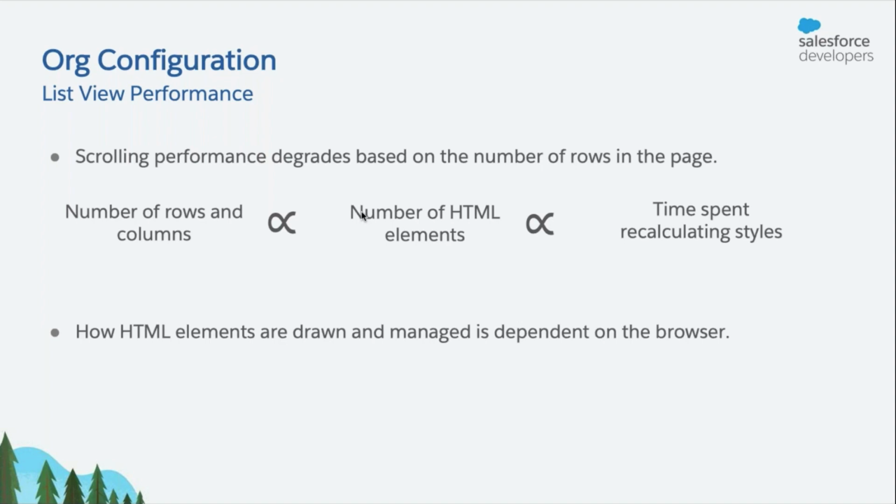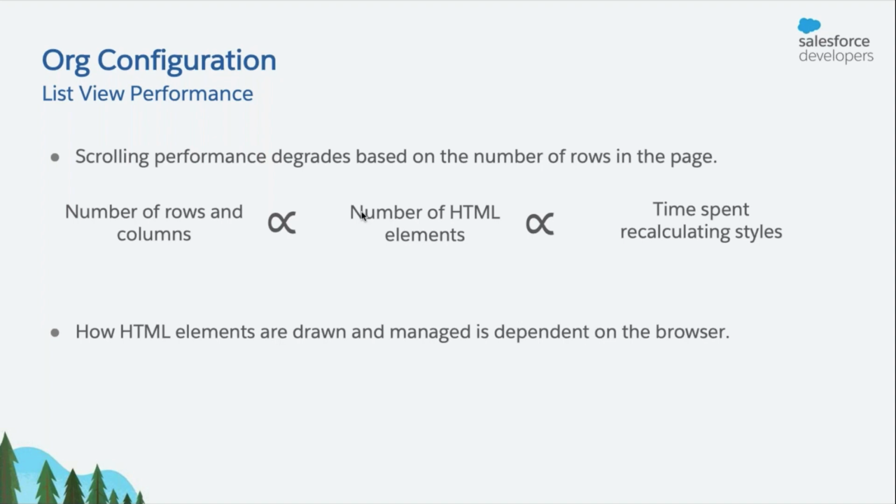So for each row, maybe 10 HTML elements are rendered. And for every HTML element that is rendered, the browser spends a lot of time calculating and recalculating the styles. So the more HTML elements you have on the page, the slower it is going to be. And the more rows you have, the slower the performance is going to be. And in some cases, it is also dependent on the browser.